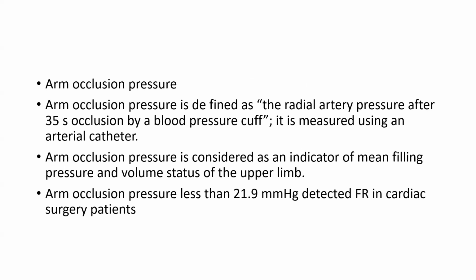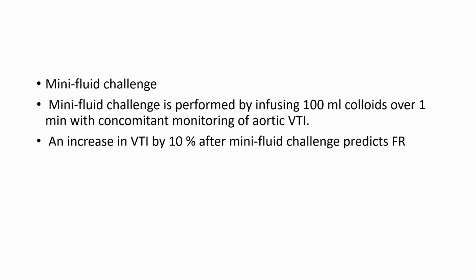Arm occlusion method. Arm occlusion method is defined as radial artery pressure after 35 seconds occlusion by blood pressure cuff. It is measured using arterial catheter. Arm occlusion pressure is considered as an indicator of mean filling pressure and volume status of the upper limb. Arm occlusion pressure of less than 21.9 mmHg detects the fluid responsiveness in cardiac surgery patients.